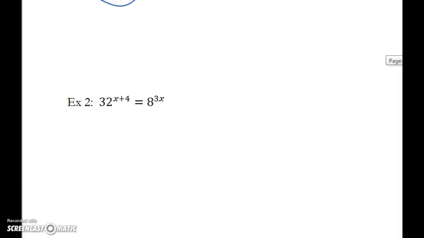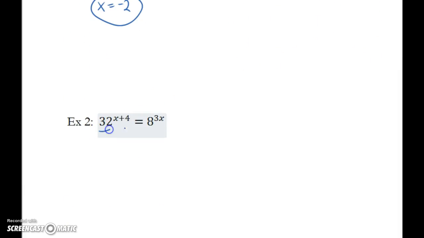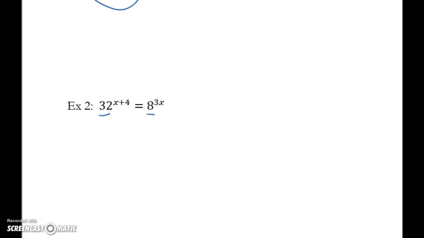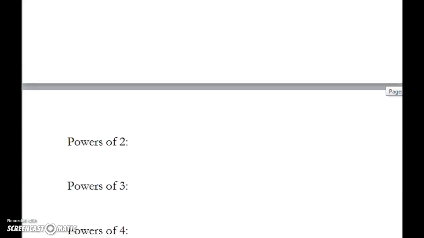Our second example, our bases are actually different. And so what we have to do is we have to be able to change both of these to the same base. And in order to do that, it is helpful to be familiar with powers of 2, powers of 3, at least to some degree. So we'll come back to this problem in a moment.